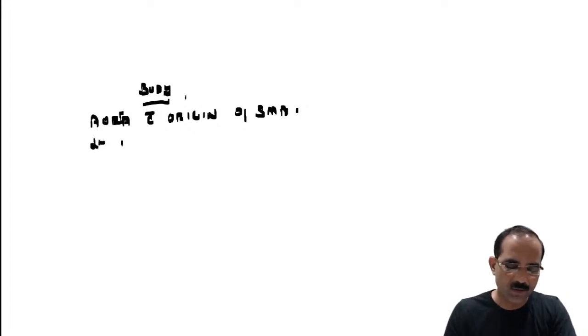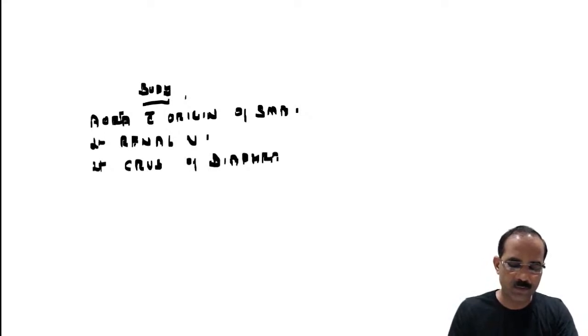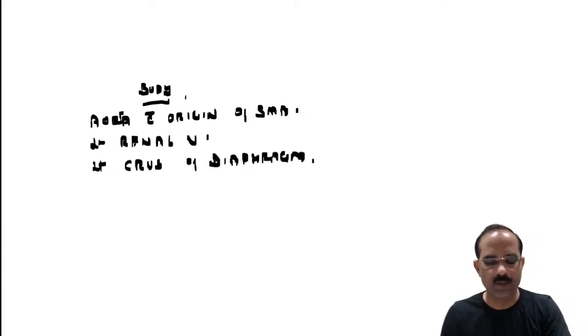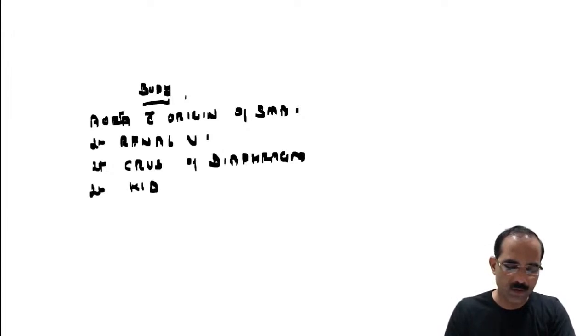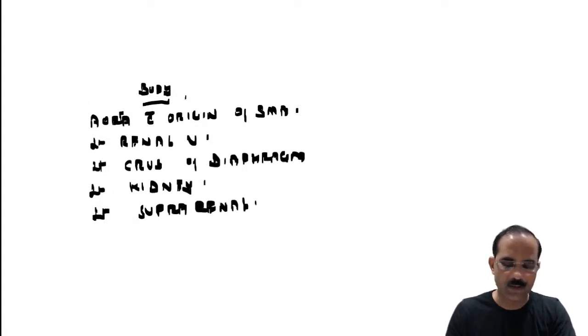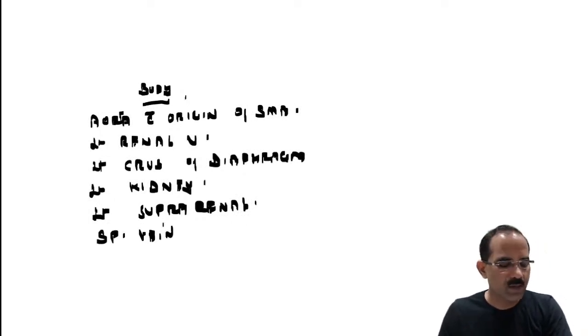Second, left renal vein. Left crus of the diaphragm. Next, left kidney. Left suprarenal gland and splenic vein. That's it. Splenic vein. Clear? Perfect. कुछ doubts है तो बोलो.